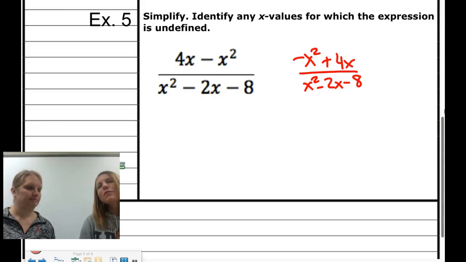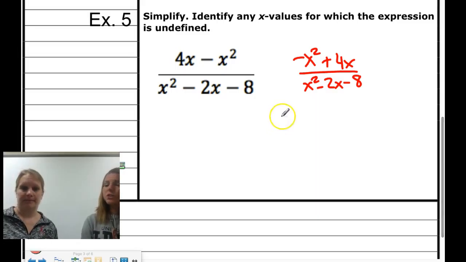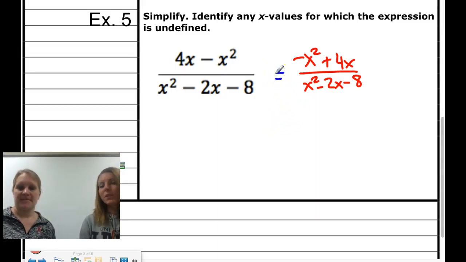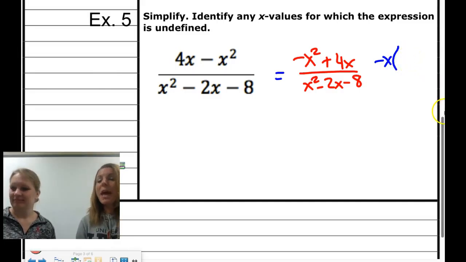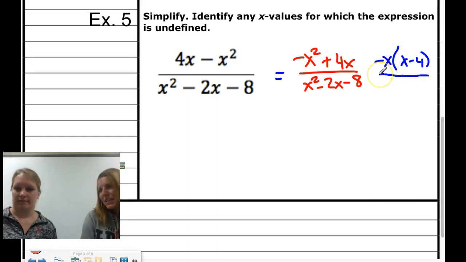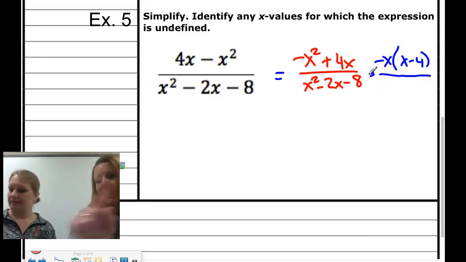Whenever we factor, which we forgot to remind you of, you always ask the question before you start factoring, is there a greatest common factor? So let's look at our numerator. What do they both have in common? They both have an x. But since we started with a negative, we have to factor out a negative x. Then what's left over is x minus 4. When you take out a negative, both the signs change. That x changed to a positive and that changed to a negative.